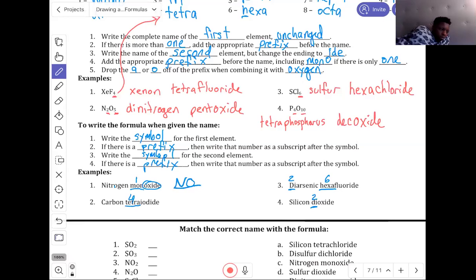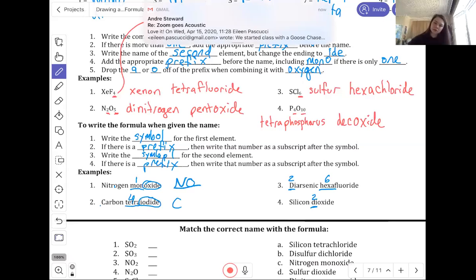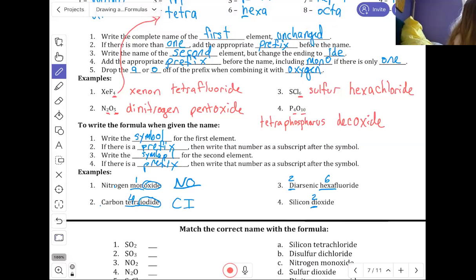C. Just a C. Please don't think it's Ca. That's calcium. That's a common thing that people mix up. Do I need a number next to the carbon? No, because there's no prefix here. What is that? Iodine, which is a capital I. And what number am I going to write with it? 4. I see. Okay, this makes sense.